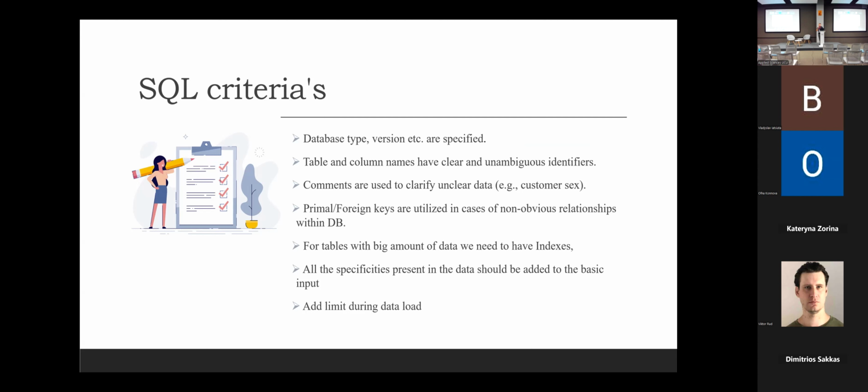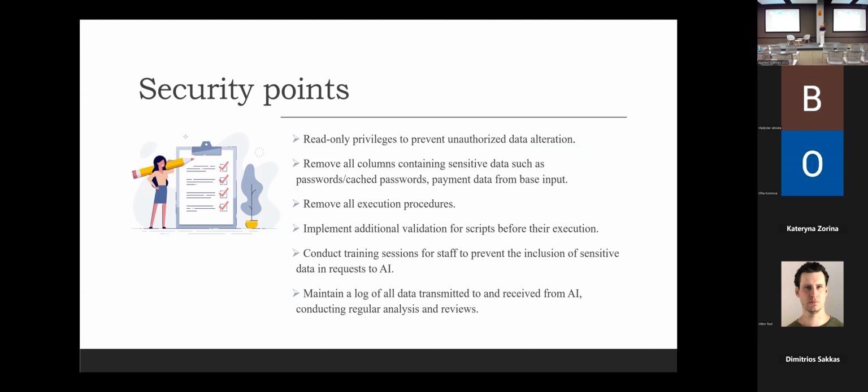Also, you need to add a limit during data load. This is also a good solution, just to be sure that you do not load all the data. In some cases, for big amounts, it could be relevant. And a few security points which you need to remember. First of all, you need to use read-only privileges to prevent deletion and alteration of the data. You need to remove all columns containing sensitive data like passport, client payment information, home addresses from the base input.